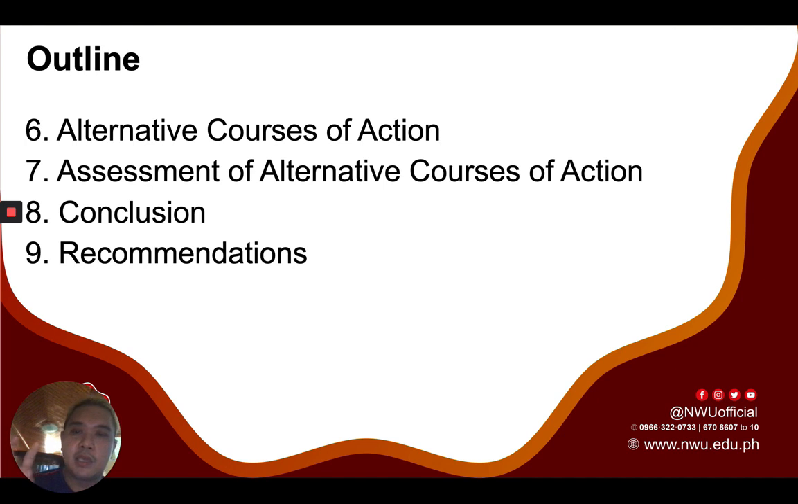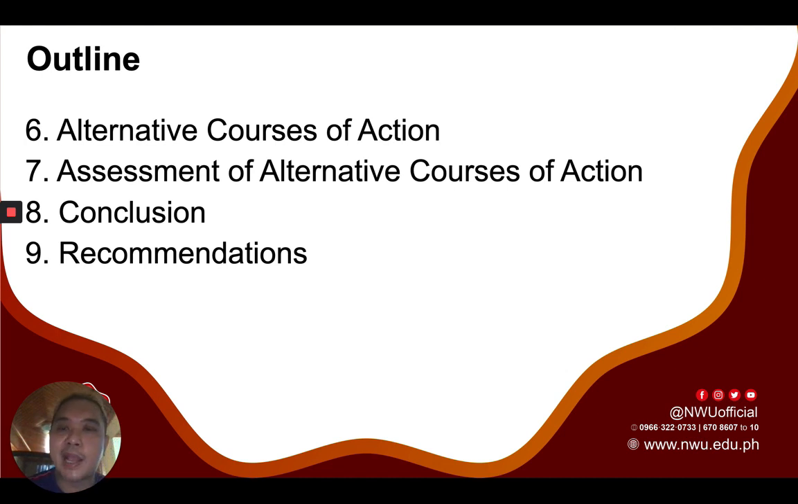Each alternative course of action should have its pros and cons. In the conclusion part, you state your best alternative course of action. You explain why this alternative course of action is the best alternative course of action you choose. In the recommendations part, mas maganda, or it's better if you put that in an action plan.